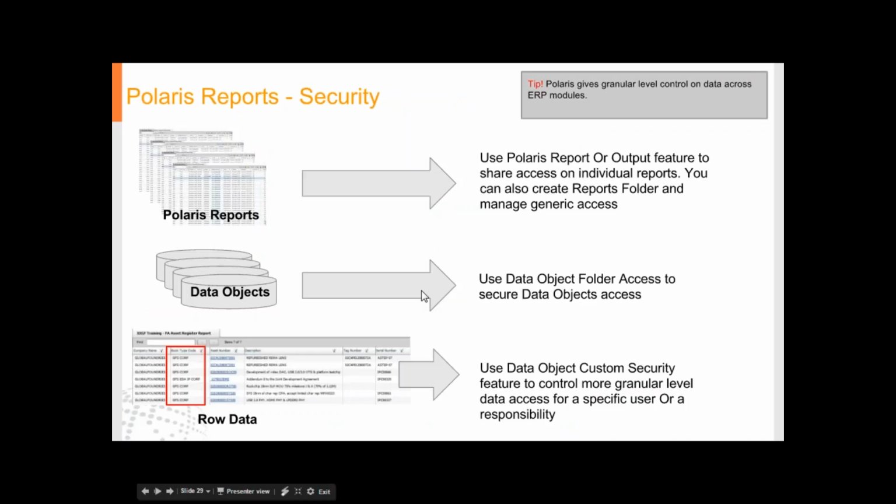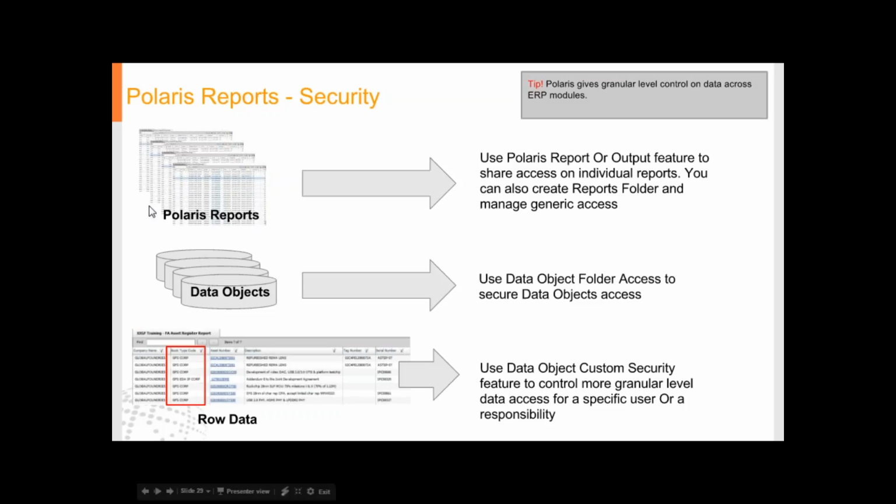Right. The next topic that I want to cover is security. Security is the most important topic when you are dealing with sensitive financial data. I know many of you would have these concerns: how do I ensure that my report is secure and safe, that the underlying data objects are safe, and also that I can control some row level data display as well. So how do I secure my Polaris reports?